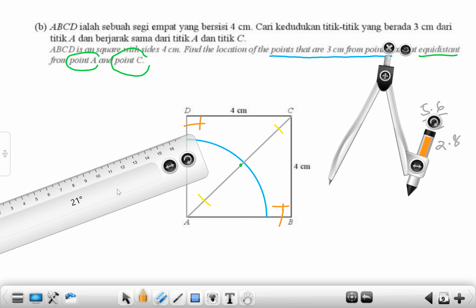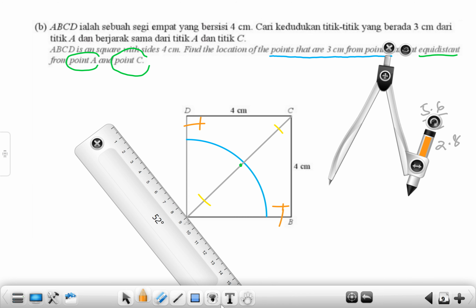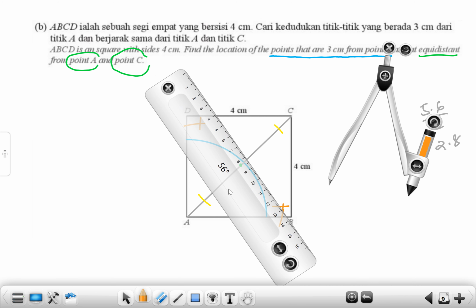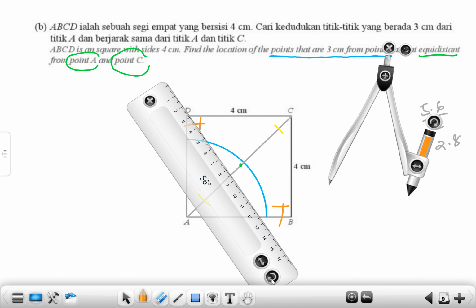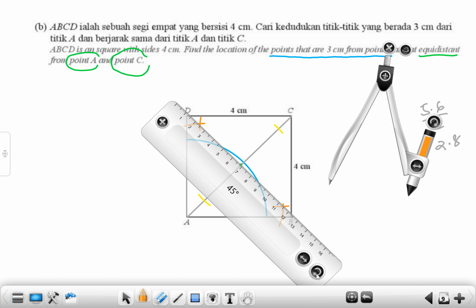So, what should you do next? Yes, this is going to be your locus. Why does mine not look nice? Supposedly, you are going to get B and D, right? So mine is not at B and D. Why? I didn't get B and D.